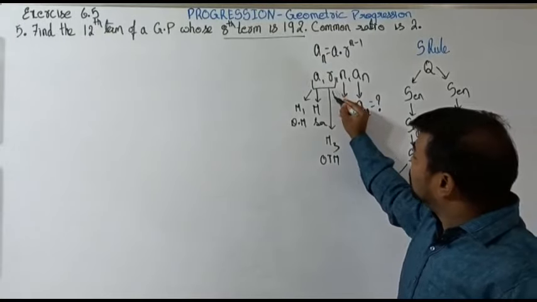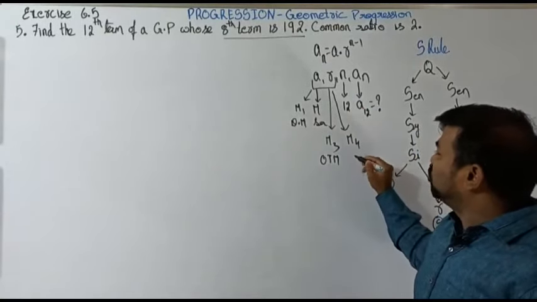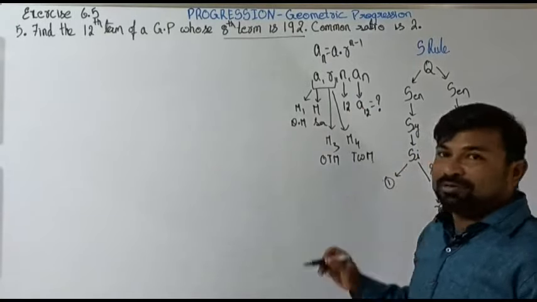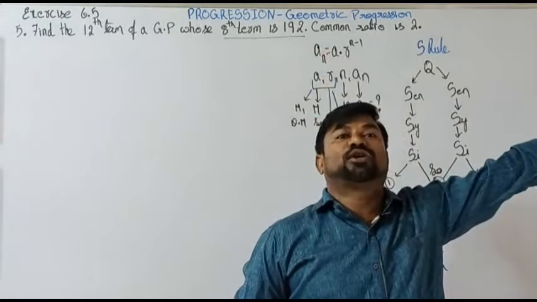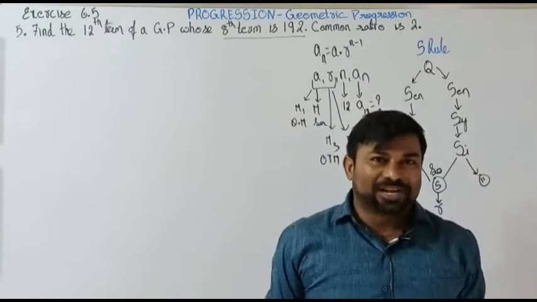Now, what is the other method we have? It's the fourth method, the two term method. Means he will be giving like this: 8th term is 192, 6th term is 144, something like that. Two terms he will be giving.